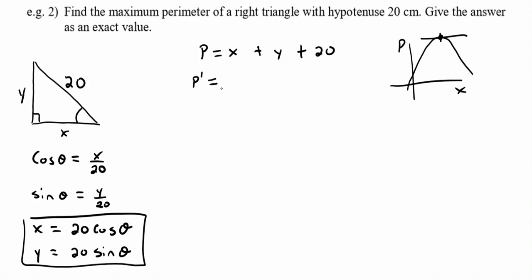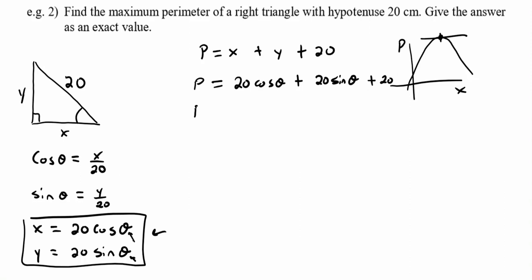Actually, one more step. Got ahead of myself there. So let's rewrite an expression for this. We'd say p is equal to, and then instead of x's and y's, let's throw in our constraints, because these are both in the same variable, in terms of the angle. So x was 20 cos theta, y was 20 sine theta, and then plus 20.